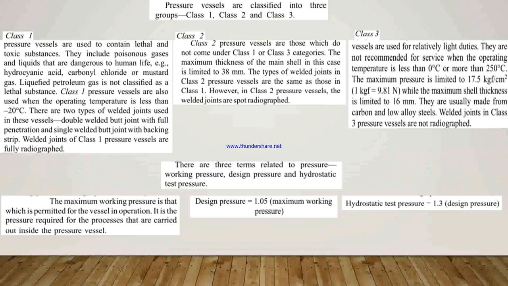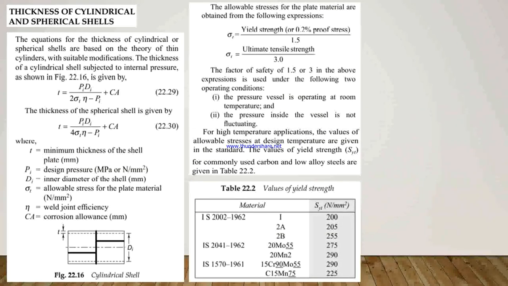There are three terms related to pressure that are used, that is, working pressure, design pressure and hydrostatic test pressure. Okay. The maximum working pressure is that which is permitted for the vessel in operation, and it is the pressure required for the processes that are carried out inside the pressure vessel. Design pressure is 1.05 times the maximum working pressure, and hydrostatic test pressure is 1.3 times the design pressure. Okay.